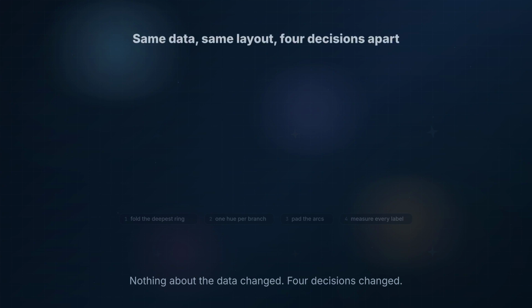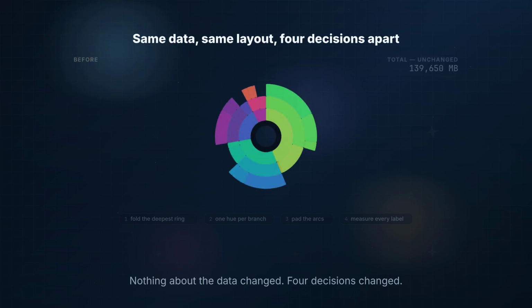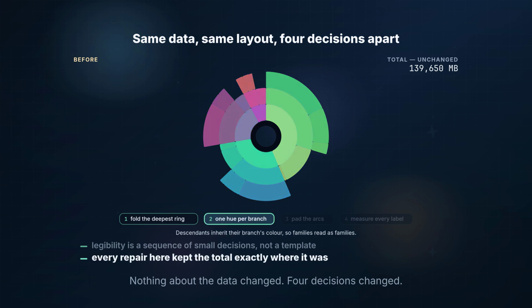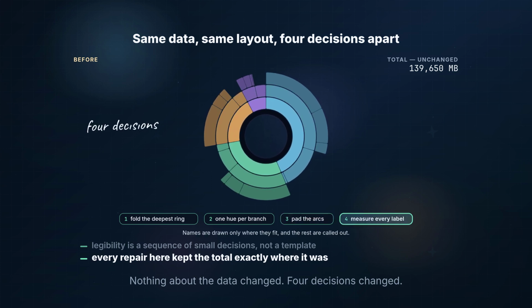Let us put the whole video into one edit. On the left is a chart that renders without a single error and communicates nothing. Four rings of equal thickness, a color per slice, no padding, a tiny hole, and no labels because none would fit. Four changes fix it. Fold the deepest ring into its parent, and note the total does not move. Give each branch a hue its descendants inherit. Add a hairline of padding and measure each label against its real space.